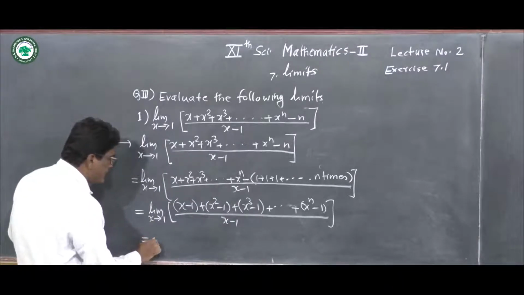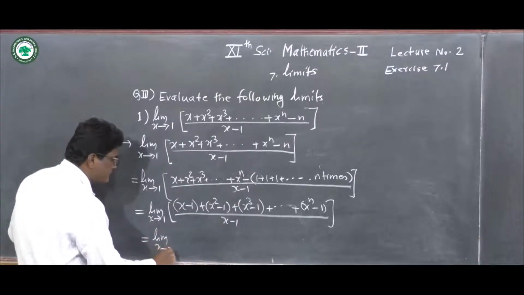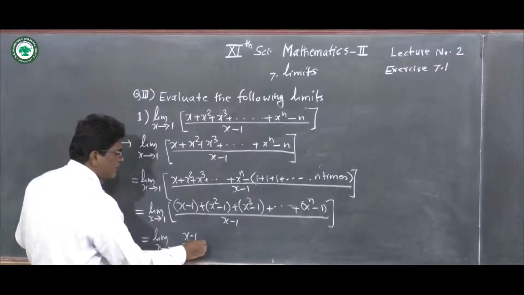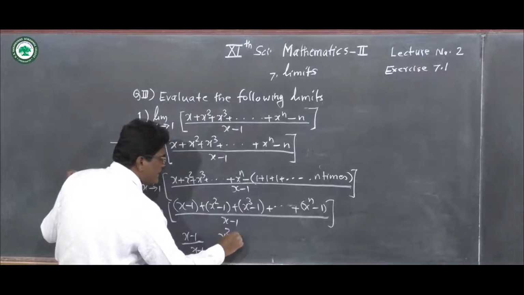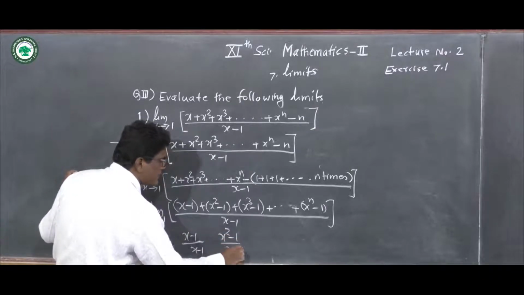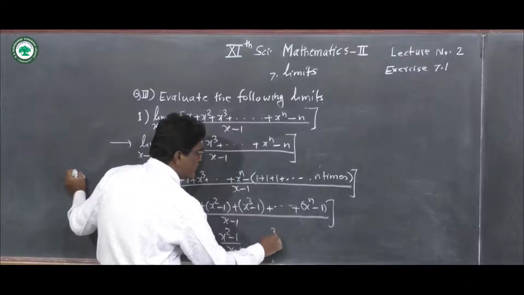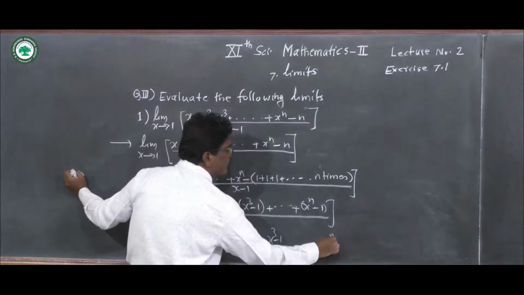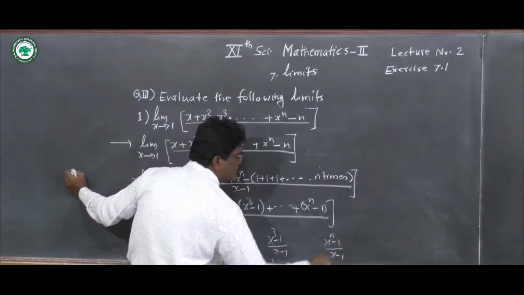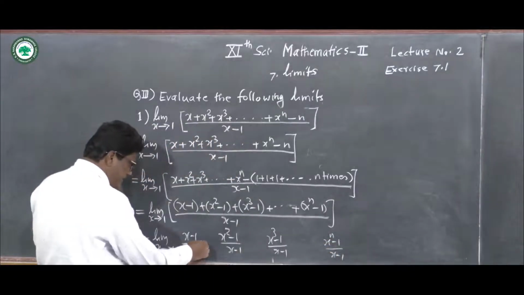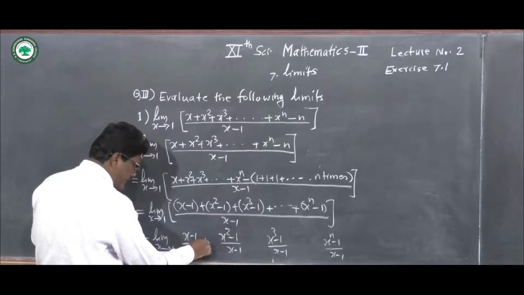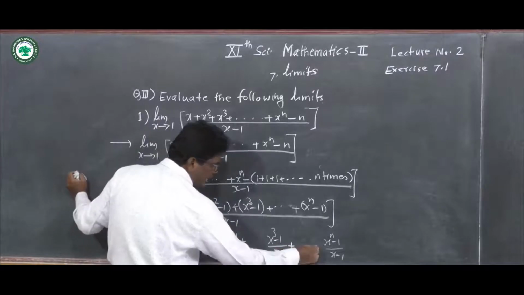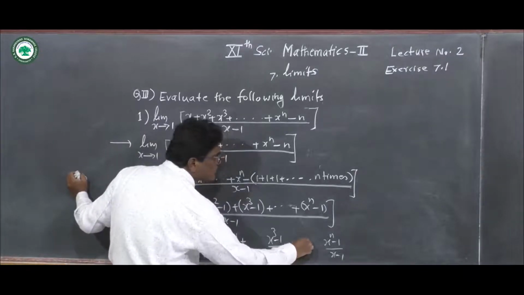And so we get here a limit x tends to 1. Here x minus 1 upon x minus 1. Here x square minus 1 upon x minus 1. Here x cube minus 1 upon x minus 1. And lastly here x to the power n minus 1 upon x minus 1. And here plus sign, here plus sign, and lastly here also plus sign.